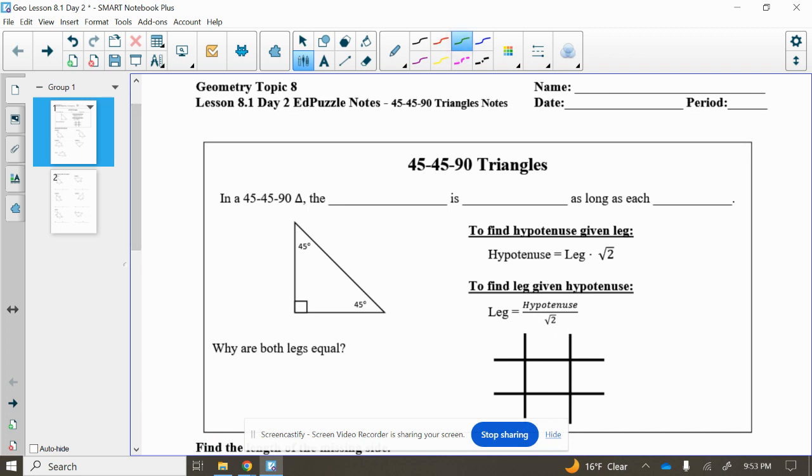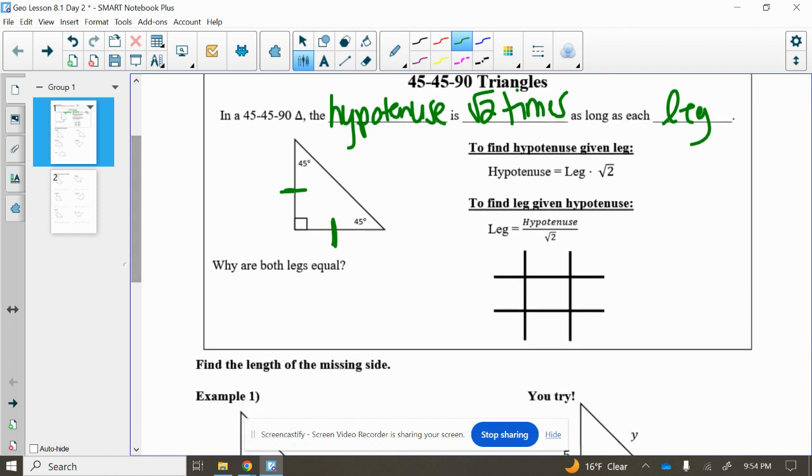So in a 45, 45, 90, the hypotenuse is the square root of 2 times as long as each of the two legs. Now, looking at this isosceles triangle that is a 45, 45, 90, when those two angles are congruent, we know these sides across from them have to also be congruent. And that goes back to what we talked about last semester with isosceles triangles. If those base angles are congruent, then we know those two legs are also going to be congruent.